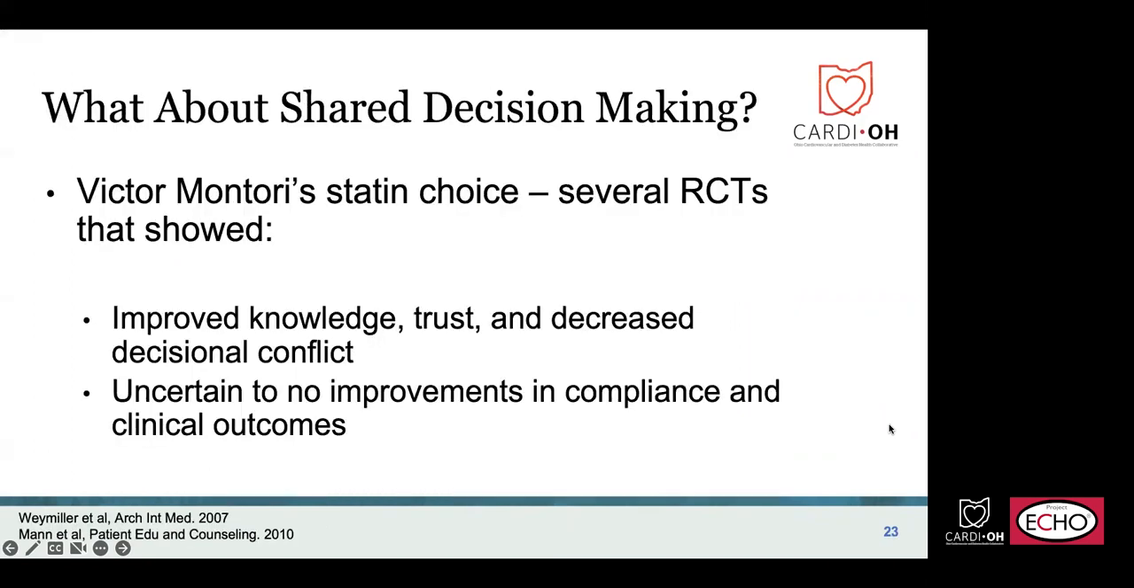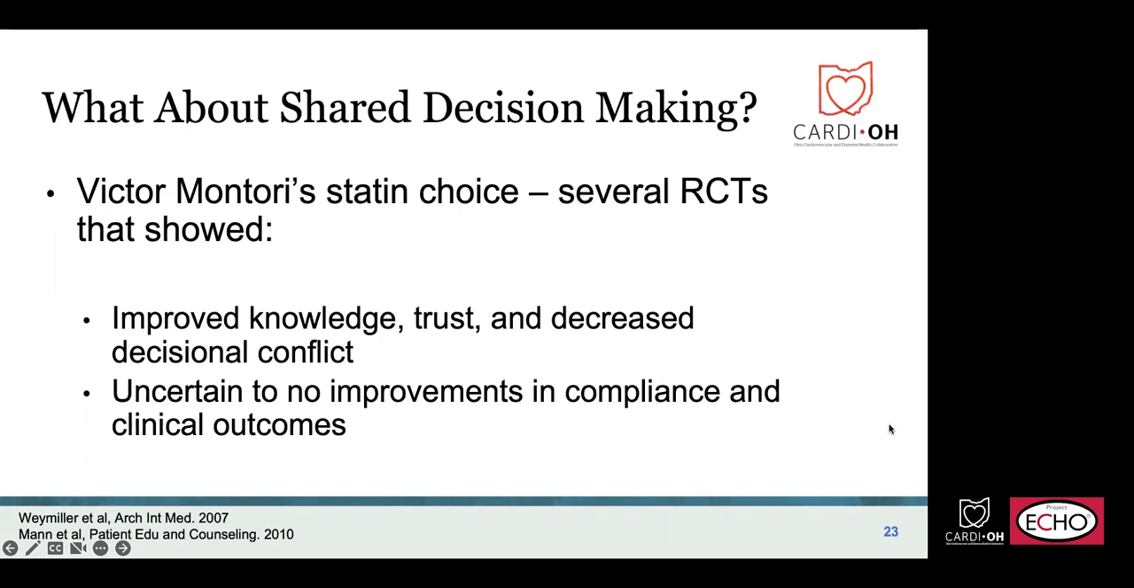So here's the data about that. Several RCTs from his group showed improved knowledge, trust, and decreased decisional conflict with this tool, but uncertain improvements in compliance and clinical outcomes, which is definitely disappointing.